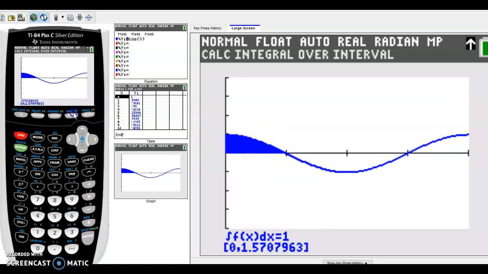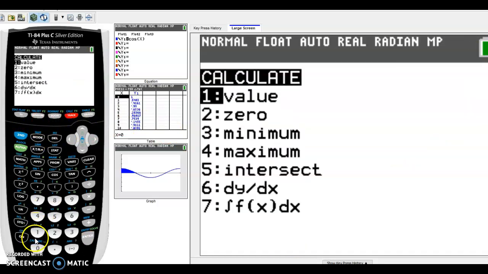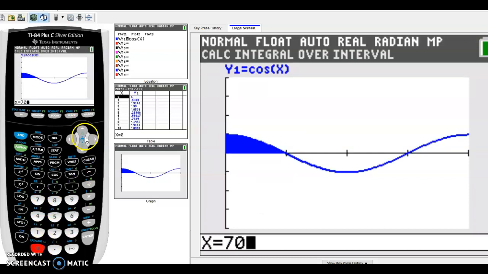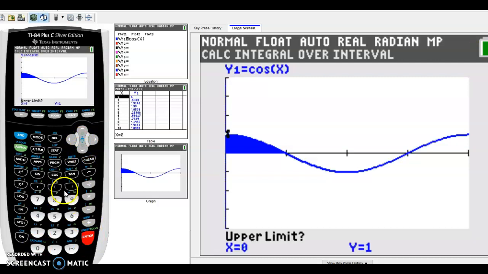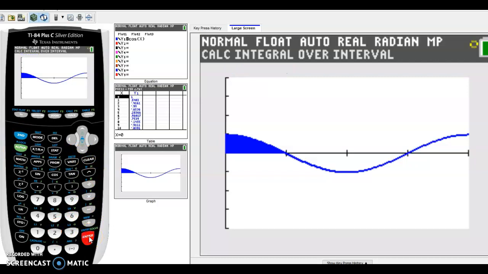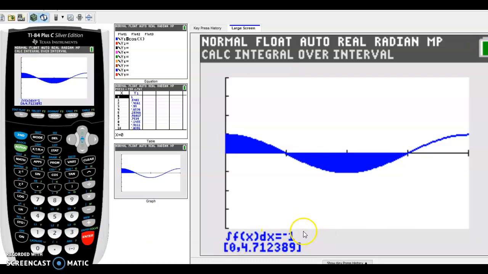Now, if I had the calculator calculate the integral from 0 to 3 pi on 2, notice the calculator also shades in those regions for us, so that would be that. Notice I get an integral of negative 1. Now remember, that's what we predicted.